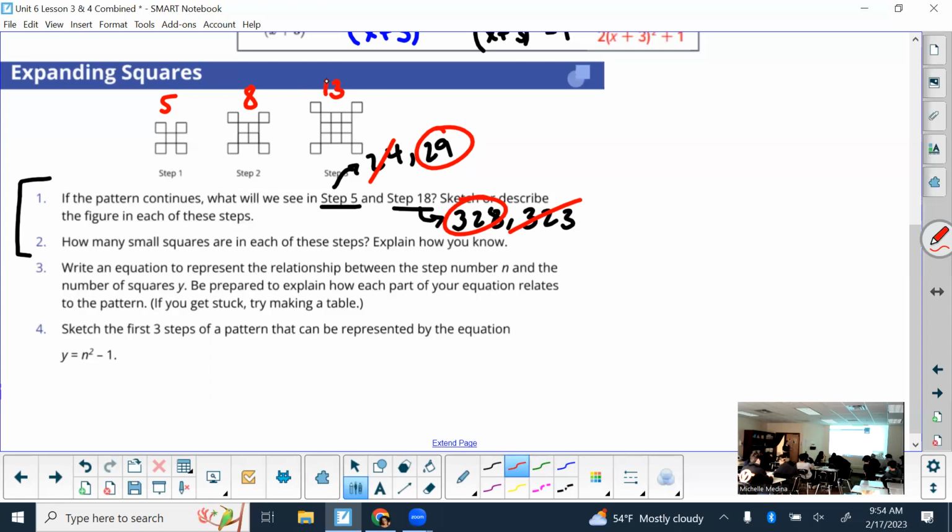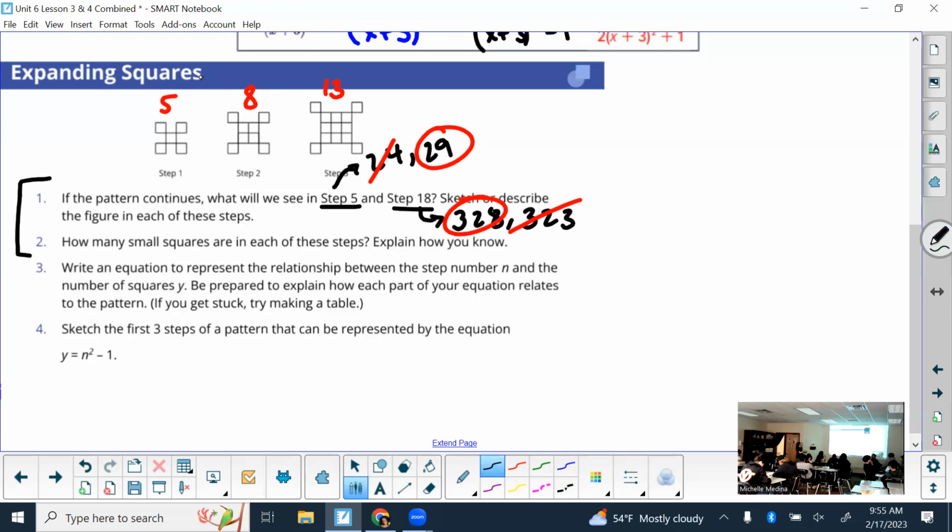So linear, it's not about multiplication, it's about adding. So is it adding by a consistent amount each time? No. So it's not linear. See if it's exponential. How do you know if it's exponential? If it multiplies by the same amount each time, is it doing that? No. So then see if it's quadratic, because that would be the final one.